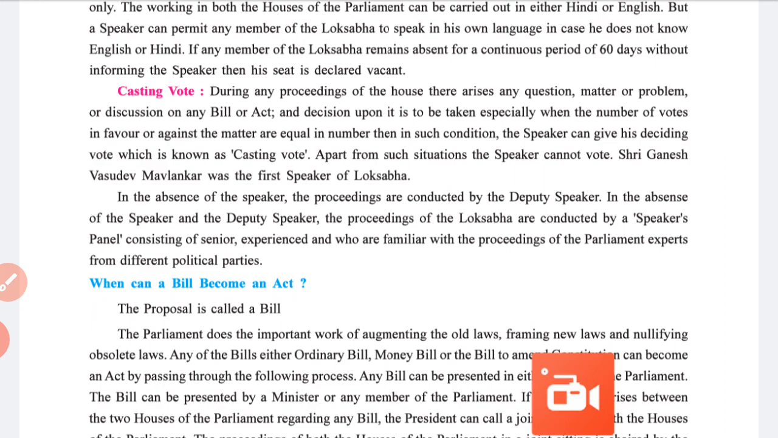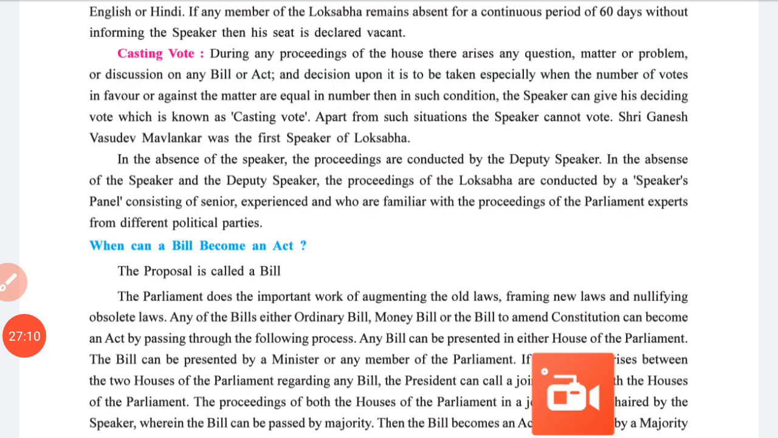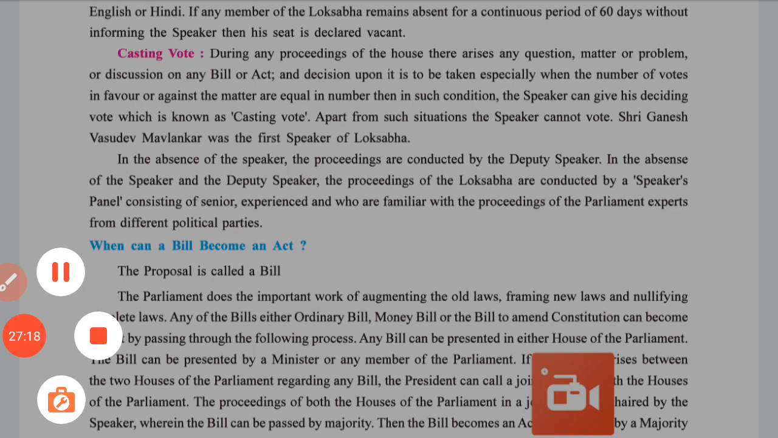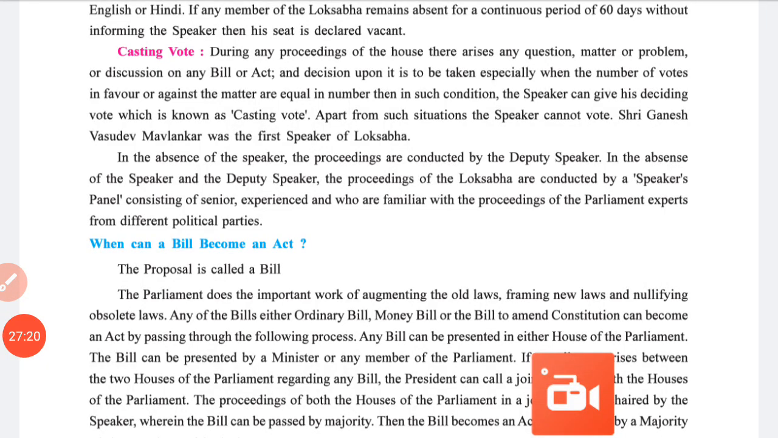Shri Ganesh Vasudev Mavlankar was the first Speaker of Lok Sabha. Who is the first Speaker of Lok Sabha? Shri Ganesh Vasudev Mavlankar. Or who is the first Chairman of Rajya Sabha? Dr. Sarvapalli Radhakrishnan. And the first Speaker of Lok Sabha was Shri Ganesh Vasudev Mavlankar.